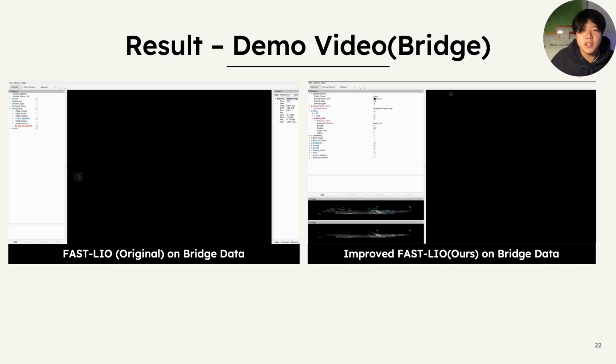This is the demo video using bridge data. The left video is obtained by the original FAST-LIO on bridge data, while the right video is obtained by our improved FAST-LIO. In these videos, they show odometry, while the left shows inaccurate results in a low-textured environment. Our approach shows a robust result. It goes straight.